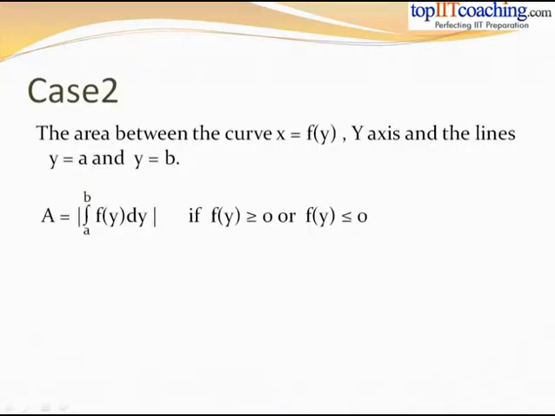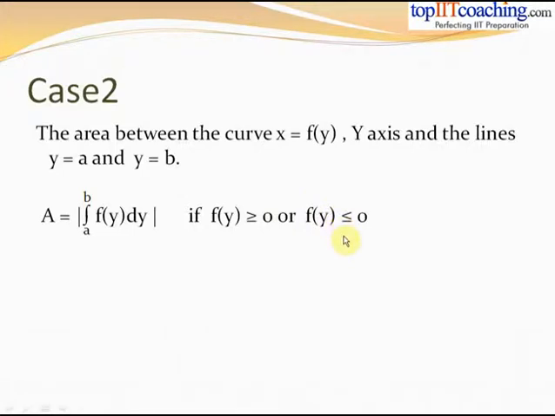Now case number 2 is the area between the curve x = f(y), the y-axis, and the lines y = a and y = b, which is A = modulus of the integral of f(y) dy from a to b, if f(y) is greater than or equal to 0 or f(y) is less than or equal to 0. So here the case is just reversed.